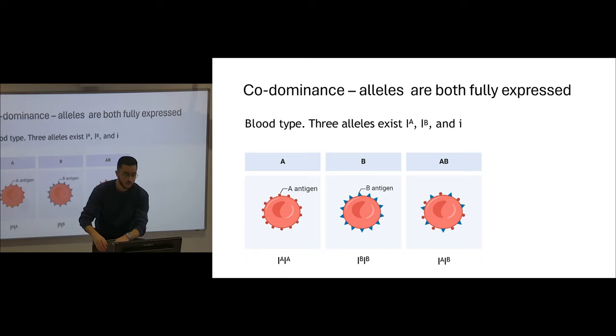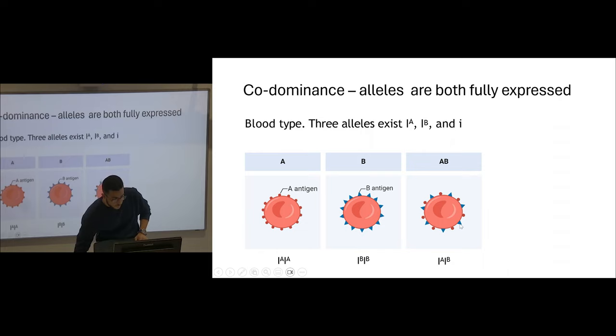Codominance, something a little bit more interesting than chicken. Codominance means that both alleles get expressed at the same time. When we're talking about blood type, for example, there are three different alleles: IA, IB, and i. If you have the A allele, you produce the A antigen on your blood cells, and your body is able to recognize that it's your own blood. If you have the B antigen, same story. And if you have the AB blood type, you produce both antigens, and they're both found on the blood cell.